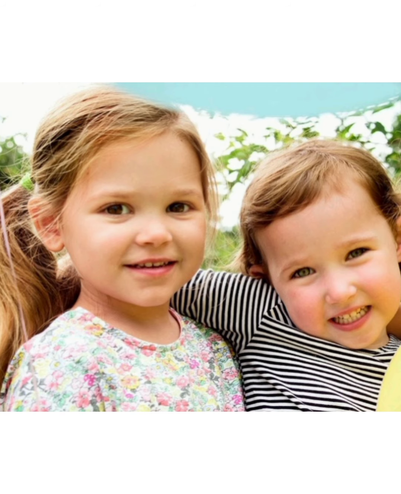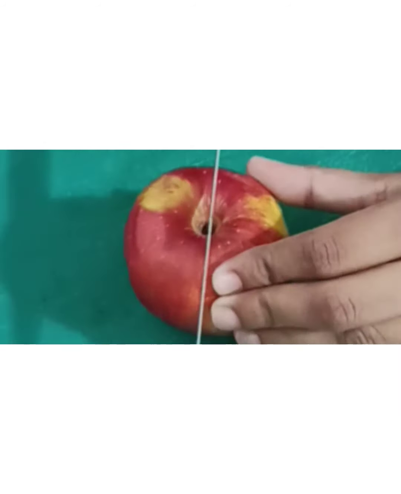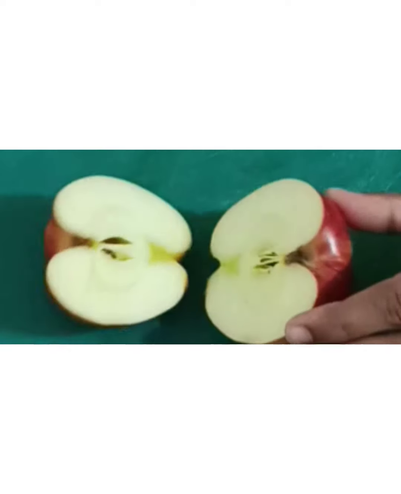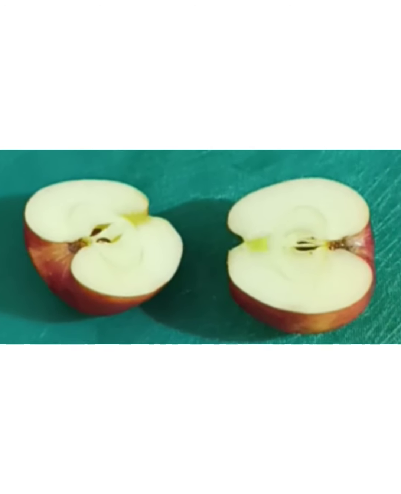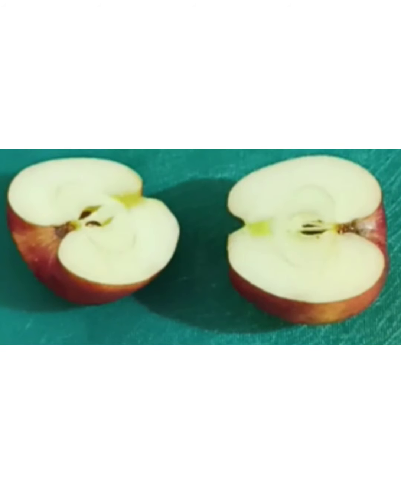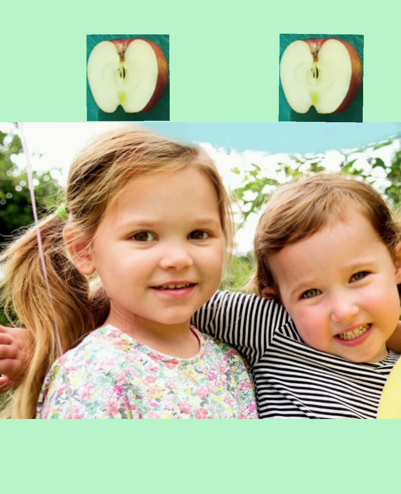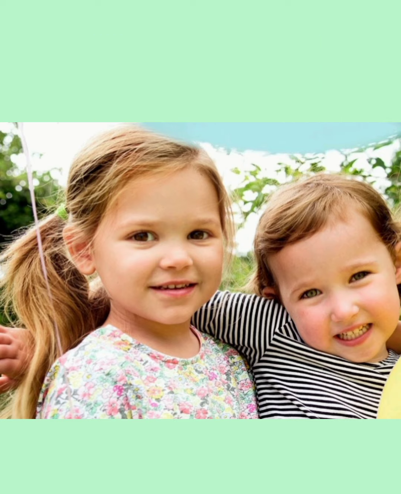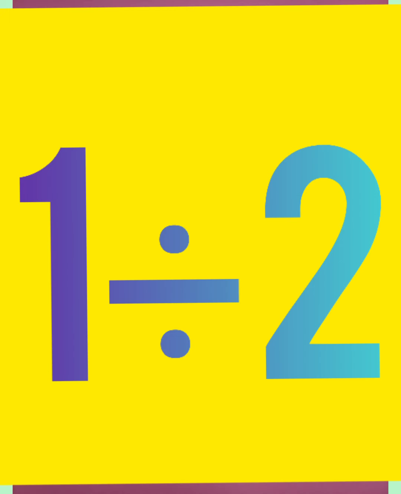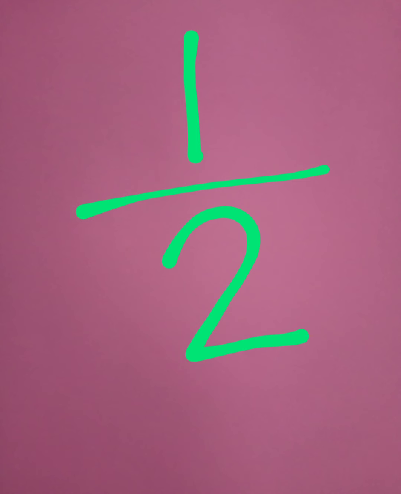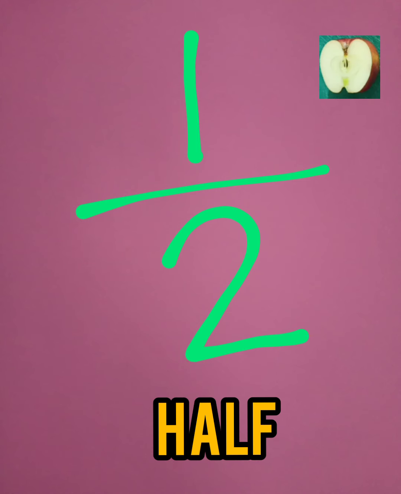Yes, cut the apple. So, let's cut. I have made two equal parts. I have divided the apple into two equal parts, and one part I give to each child. Now we can write this as 1 divided by 2 or 1 upon 2, and it is called a half.